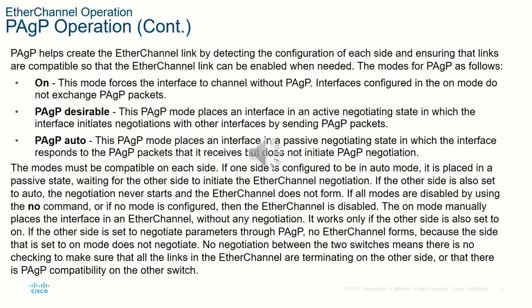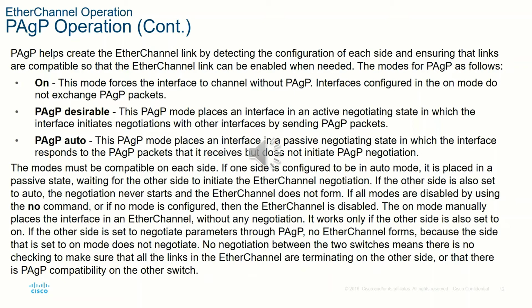In this case, the EtherChannel will not be created. Why? Because at both ends we configured the PAgP auto mode. The PAgP auto mode places the interface in the passive negotiating state. In the passive negotiating state, the interface does not send PAgP packets. The interface only responds to the PAgP packets that it receives.